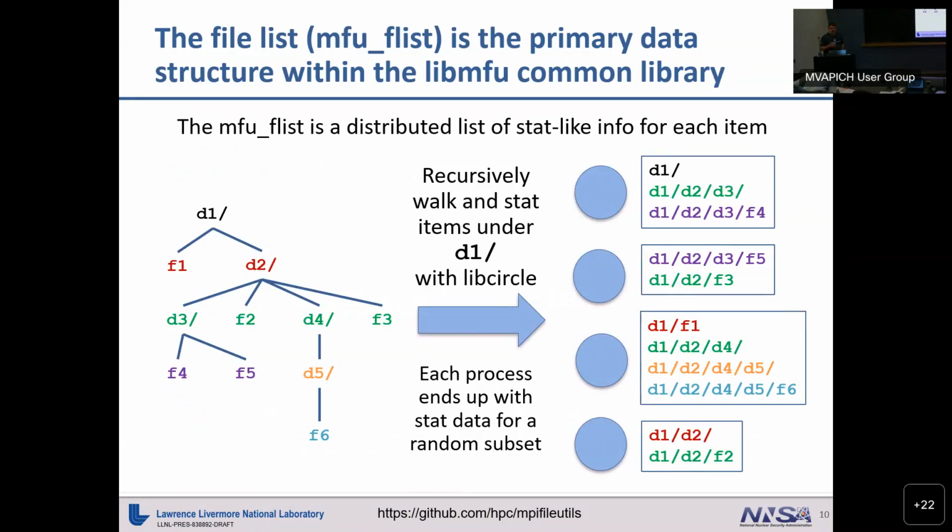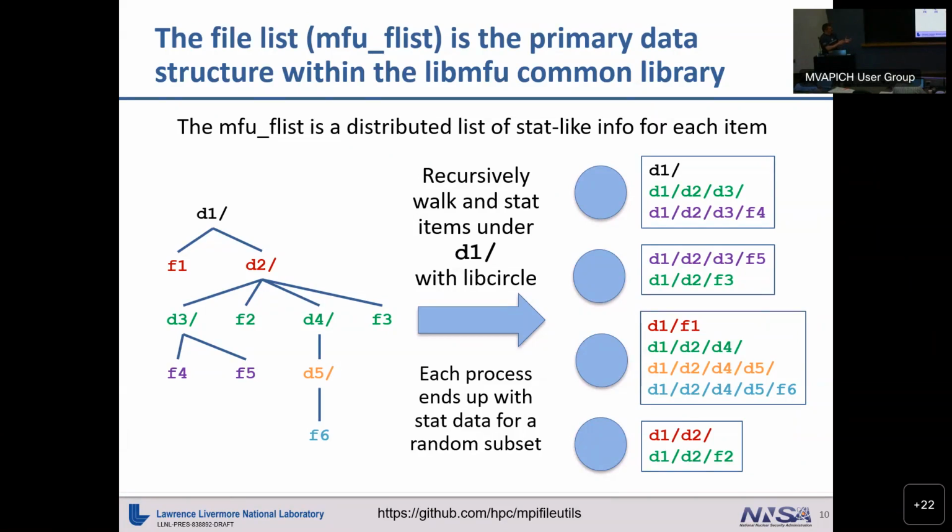But the idea of the file list is that you have a distributed stat information across the ranks, right? So imagine you have a large directory tree, and what you want to know is the stat information for each of these directories and files and symlinks. But it's too much information to store on one rank, or maybe it's not efficient to store in one MPI rank. And so this is scattered across the different ranks. This is a distributed list, right?